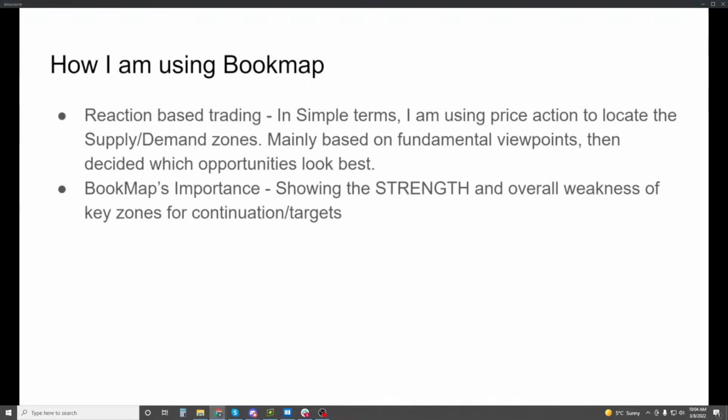How I'm choosing these plays doesn't necessarily have to do with Bookmap, but I find my plays based on either fundamental viewpoints or some sort of shift in the way the market's moving. And then I use Bookmap to narrow down and really zone in on the best entry and exit for that trade. I think that's where Bookmap really separates itself, right? It's not going to tell you really what to buy, but it's going to tell you a good time to sell and a good time to buy it. That's how I use it, right? It's going to show you the strength and the overall weakness of key zones, for continuation or just getting out for targets, right?